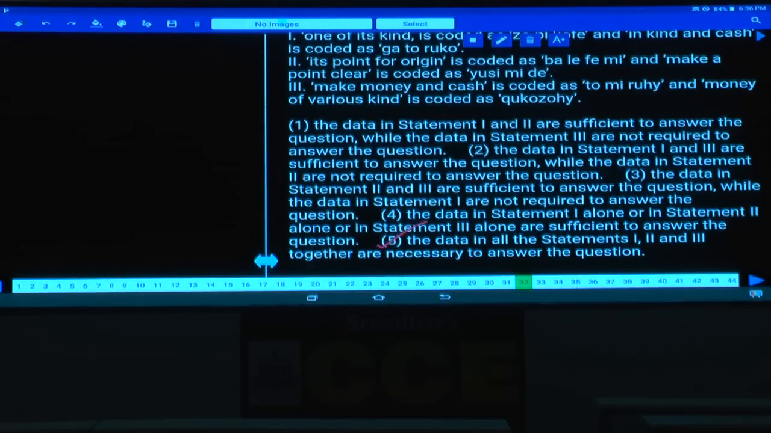Yes, anything else? (33) onwards. Srikanth? Yes, next one please.